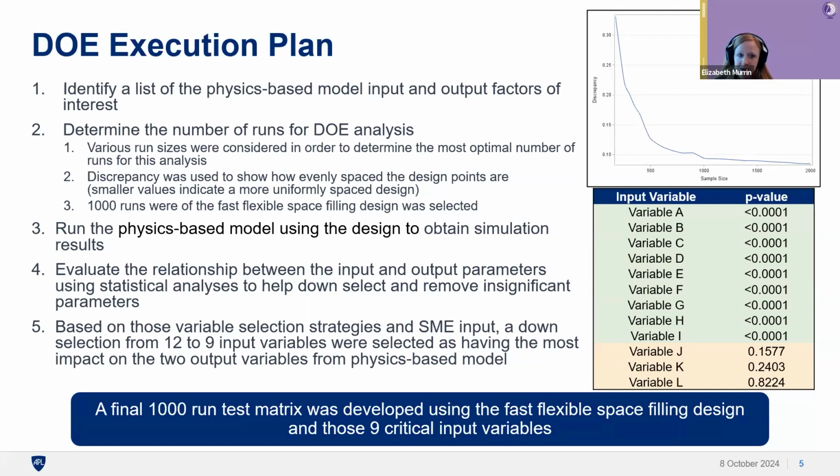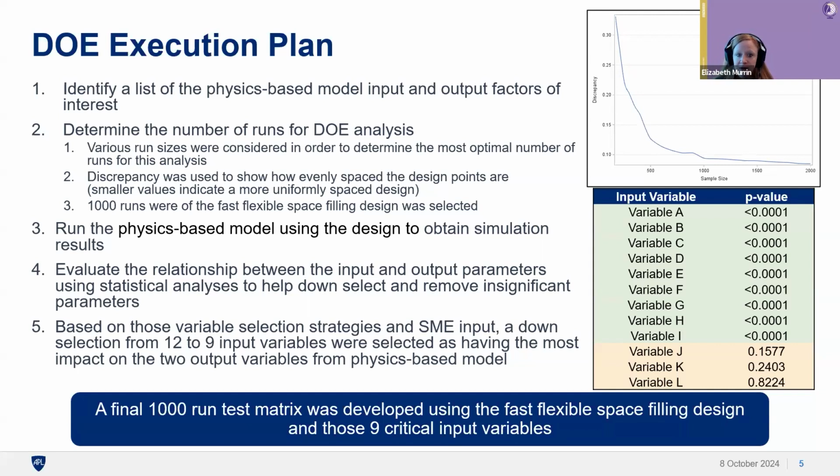So when we talked with our engineers, we ended up settling on 1,000 runs using that fast, flexible space filling design. So we had our engineers go ahead and run the physics-based model using that 1,000 run test matrix, and then they passed back the results to us. So then we were able to evaluate the relationship between our input variables and then also our output parameters.